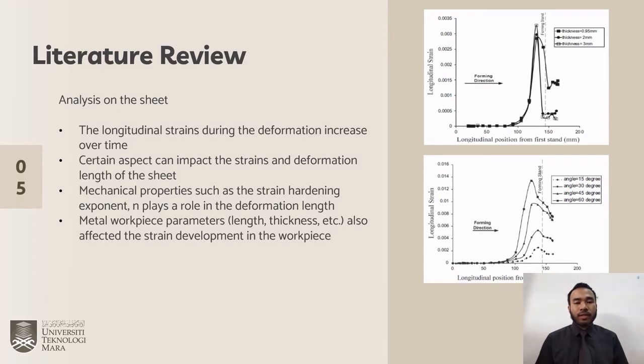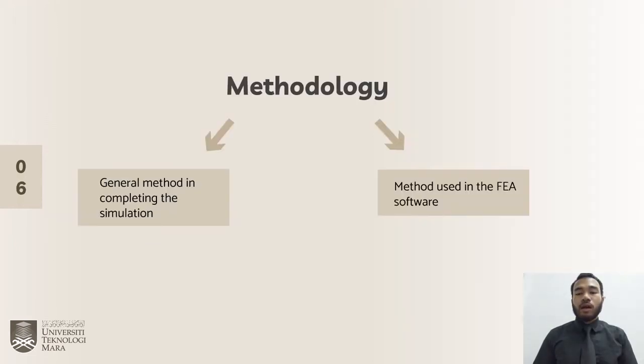Other research suggests that the strain hardening exponent also plays a role in the deformation length, as it indicates the plastic and elastic behavior of the metal. Thus, parameters of the sheet, or parameters of the process, can play a big part in the longitudinal strain development. In this study, there are two methodologies being used. The first one is the general method in completing the work or the simulation, while the other one is the methods used inside the FEA software itself.